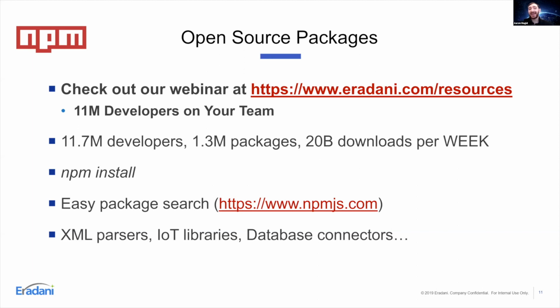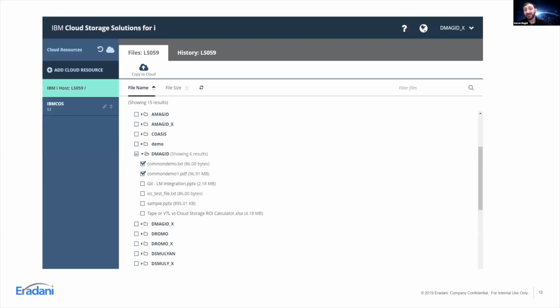So for example, if I need an XML parser, or I need a library to connect to my IBM i, or if I need IoT libraries, those things are already written for me, and I don't have to do them myself. And just as an example of where this really becomes powerful, it's not just a little change in the way you write your applications.